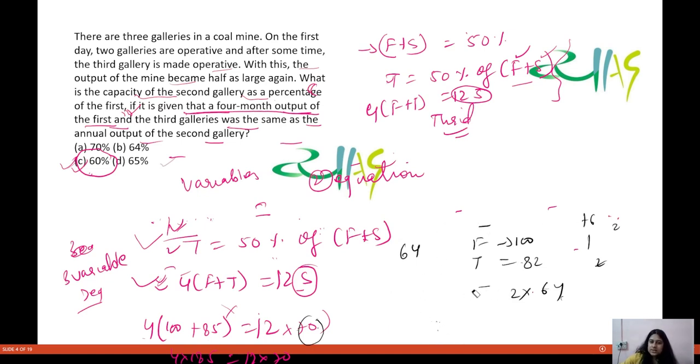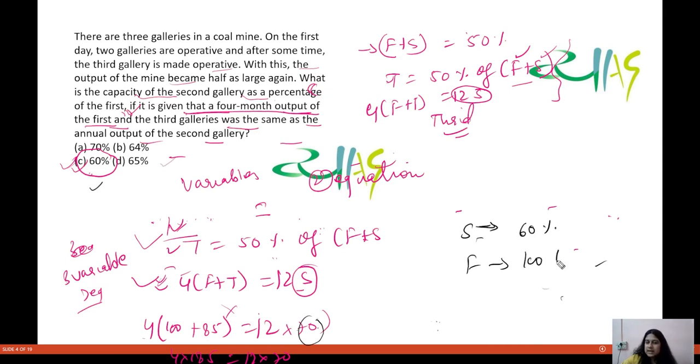This question is definitely going on the lengthier side, but we have to check. Now let us check for this 60%. So if the second gallery's output is 60%, the first gallery's output is 100%. Now what is the third gallery's output? 100 plus 60 by 2, that is 80. So let us consider this as 80.